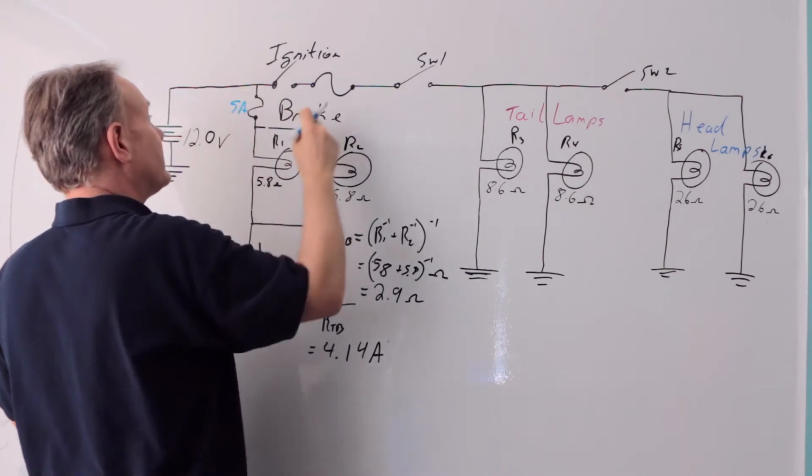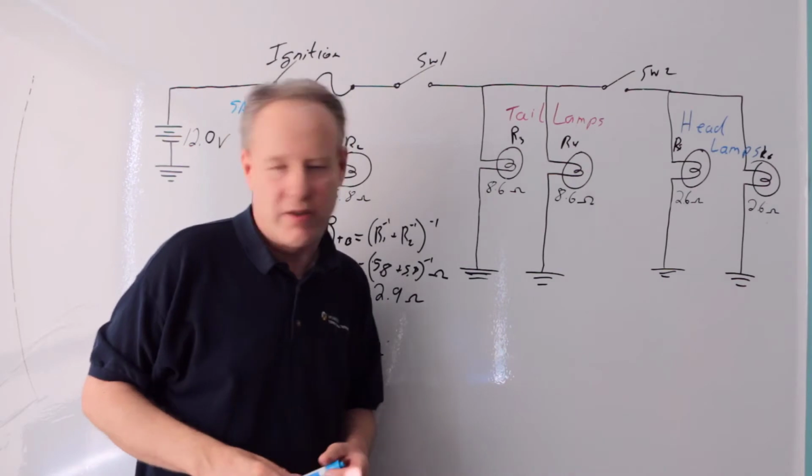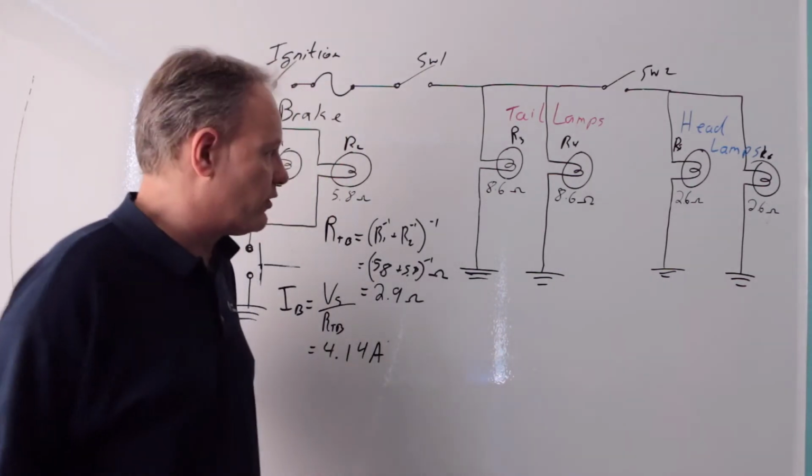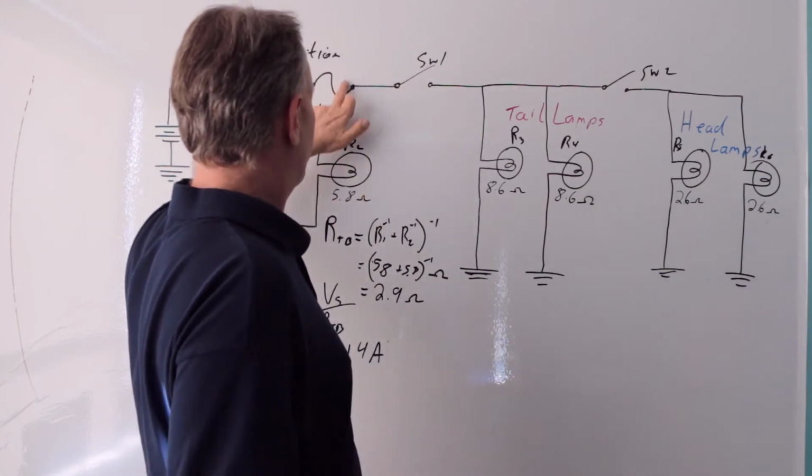This is 5 amps because this guy has nothing to do with the brakes. Good. Thought I'd just mess with you a little bit there. Okay, let's go on. Let's continue. What we're going to do is we're going to take a look at this. I want to know how much to rate this fuse.